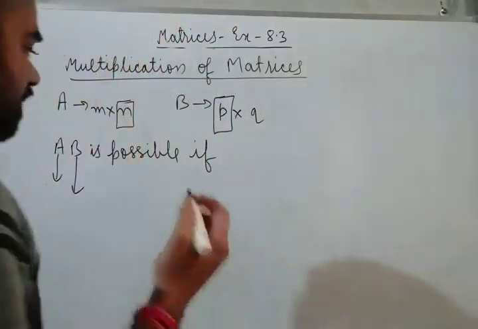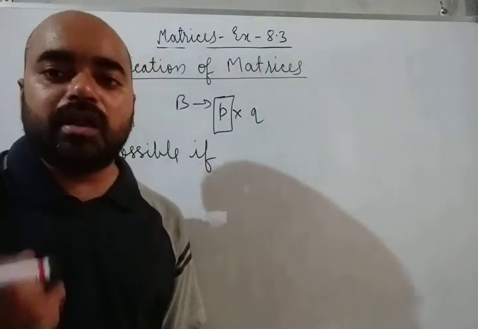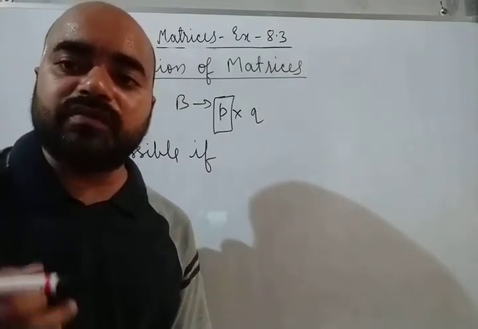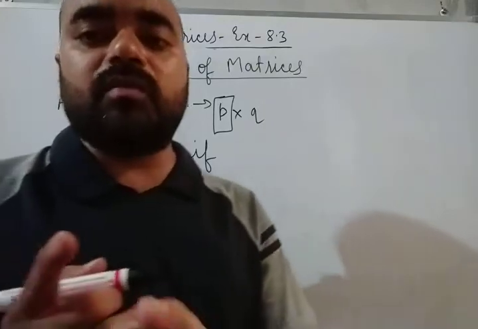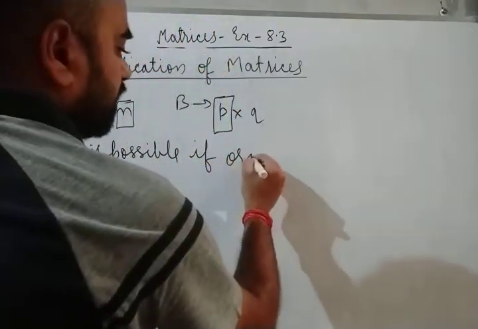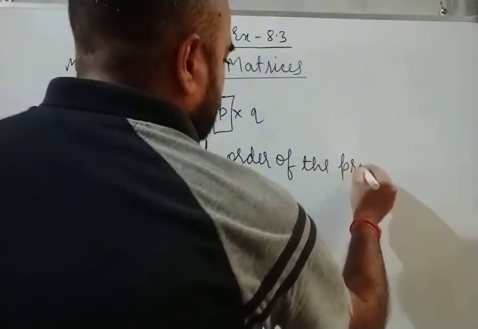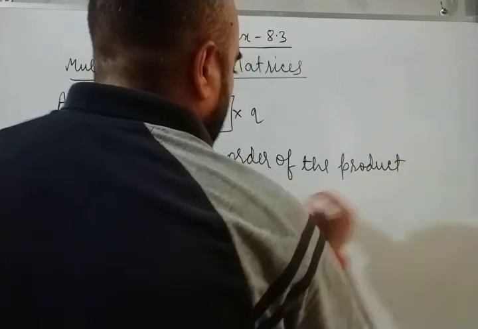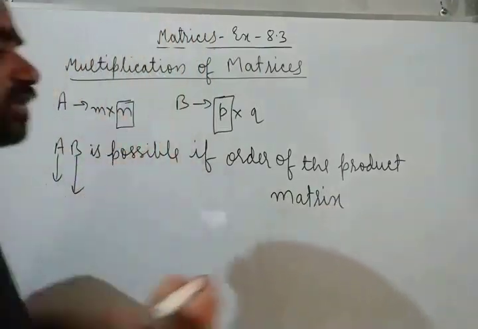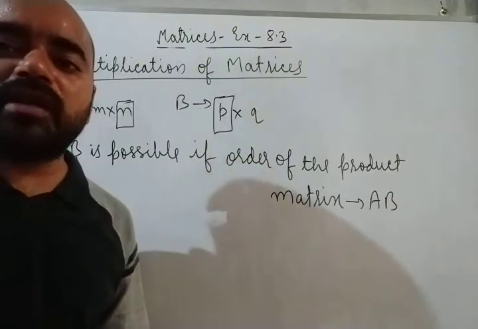So the condition is: AB is possible, the product of two matrices is possible, when the number of columns of the first matrix is equal to the number of rows of the second matrix. And after the product, what is the order of the product matrix? Here in this case, the product matrix is AB. Then what is the order of the product matrix AB?